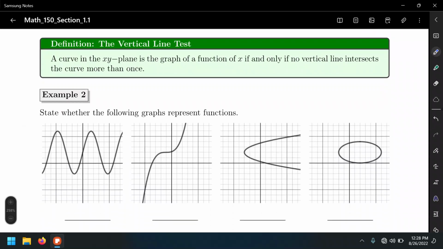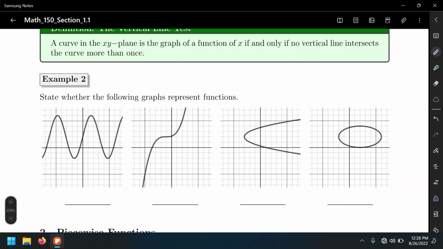To determine whether a given graph represents a function or not, we have the vertical line test. If the line crosses only once at every single point, then that defines a function. But if you have a vertical line crossing the graph at more than one point, then it is not a function. So the question is, function or not a function? Function. Not a function. No. And no. All right.